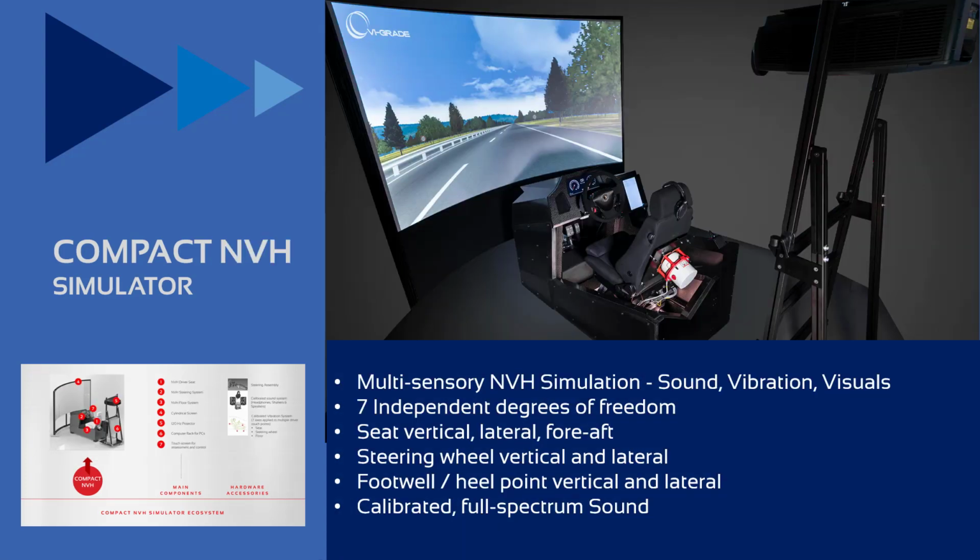In addition to the vehicle dynamics focused compact simulator, VI-Grade also provides a compact NVH simulator. In this version, the active belts and seat air bladders are replaced with shakers to represent 7 degrees of NVH vibration input, 8 if you include steering wheel nibble, which comes for free from the same Cole-Morgan steering system used on all VI-Grade compact and larger simulators. The NVH included vibrations are steering wheel vertical and lateral response, footwell or heel point vertical and lateral vibration, and independent seat vertical, lateral, and fore-aft vibration.